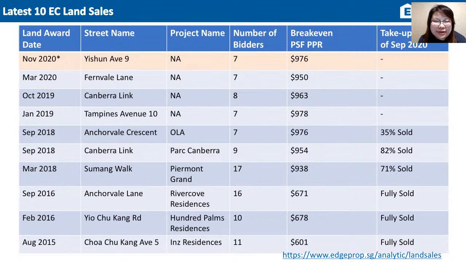We have a good 2+ years where prices have not looked back to the previous per square foot. Now they are all at 900 plus. In fact, I've just added the latest one, which is Yishun Avenue 9. I put an asterisk there because it is not officially sold yet, but it should be more or less there. That one broke even at 976. From Ola onwards, it was all 7 and 8 bidders, pretty healthy take-up from the developers trying to bid for the land.